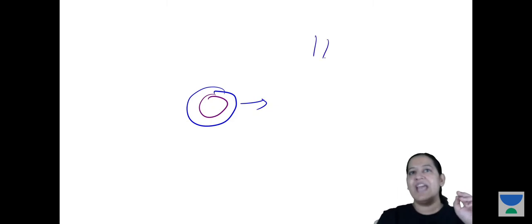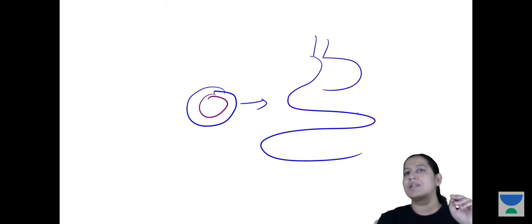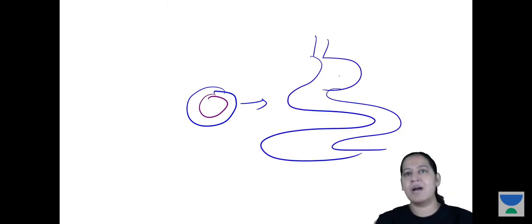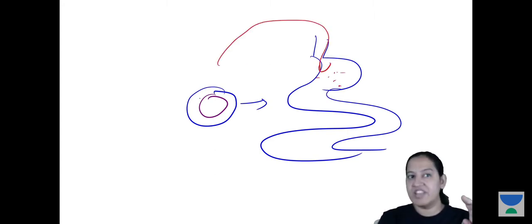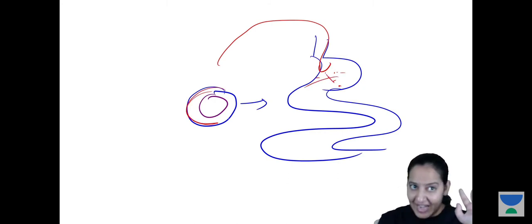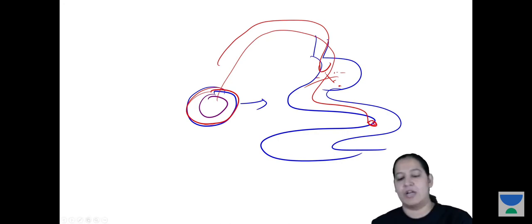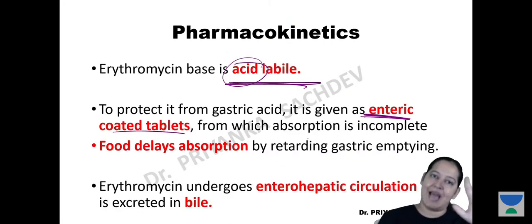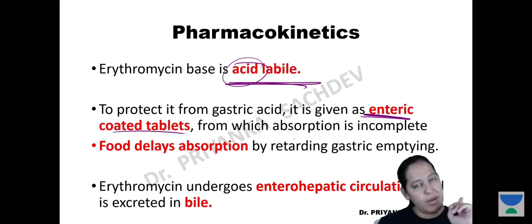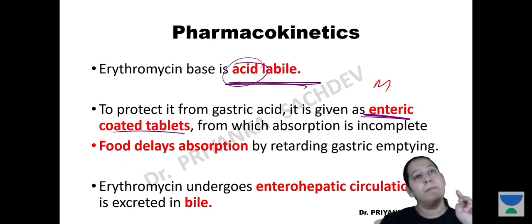So if I take this tablet, this is my stomach, this is my intestine. The stomach contains the acid. So if I take this tablet by mouth without enteric coating, it will be destroyed in the stomach. And if I take it with enteric coating, it will go in the intestine and dissolve in the intestine only. That is the enteric coated tablet. So learn the list of the tablets which come in enteric coating form. Erythromycin, azithromycin, or macrolides are one of them because they are acid labile.